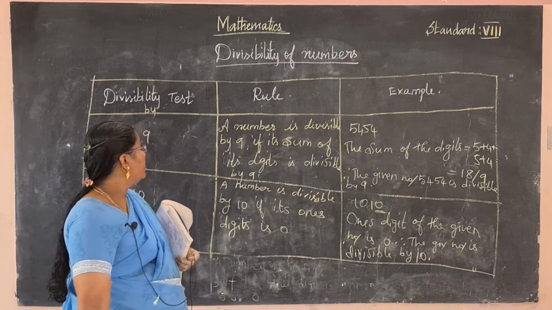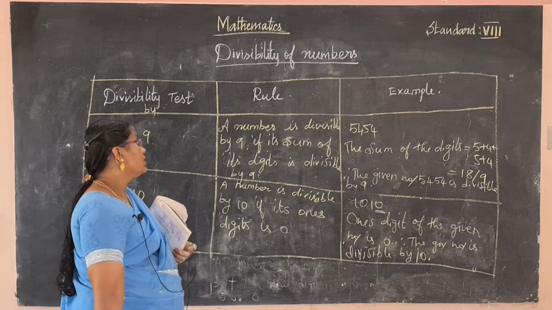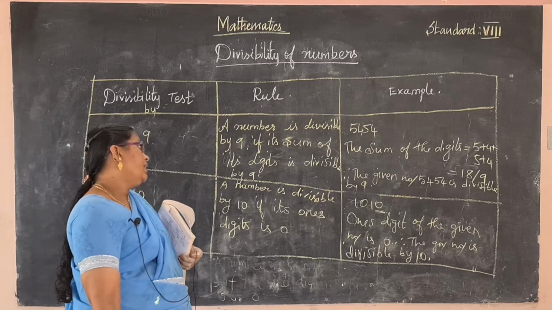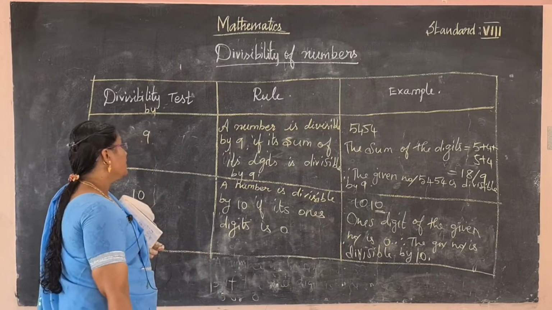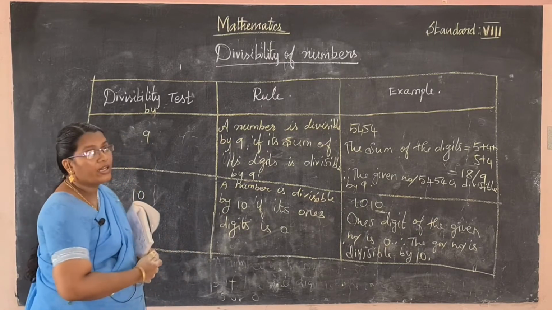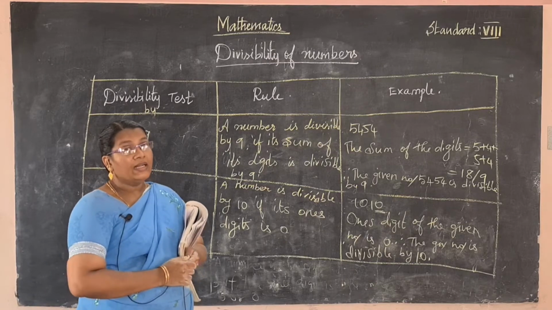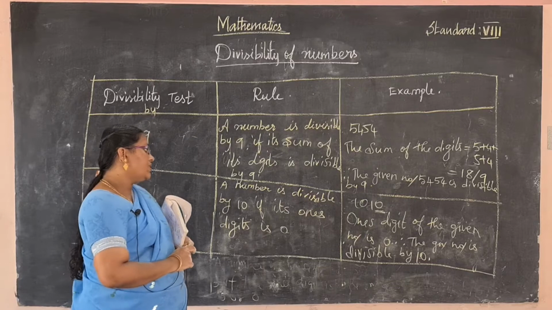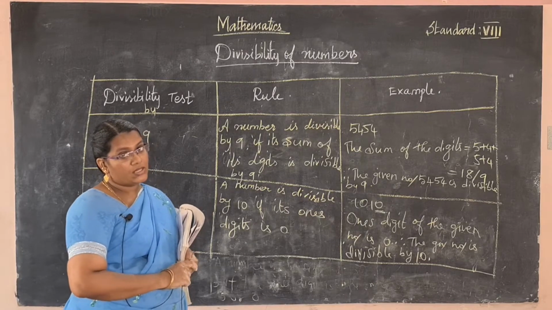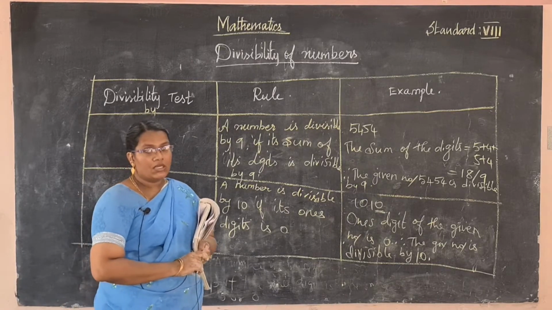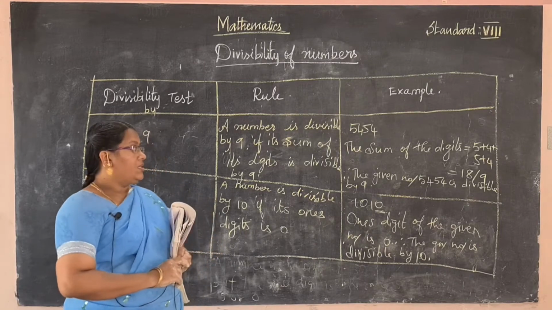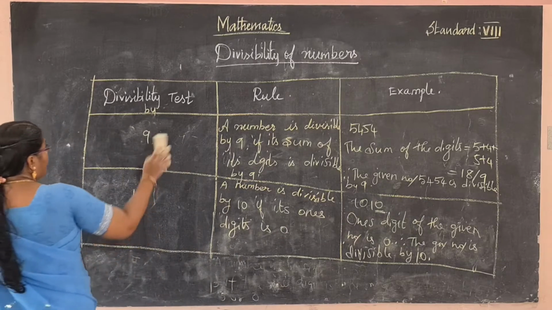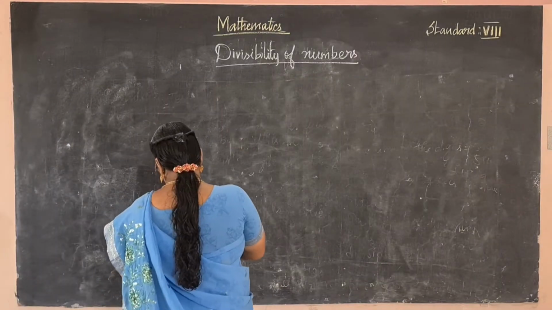And the divisibility test by 9: a number is divisible by 9 if the sum of its digits is divisible by 9. And the final one, the divisibility test by 10: a number is divisible by 10 if its ones digit is 0. That's it. Now we will see the example problems related to the divisibility tests. Example 11.